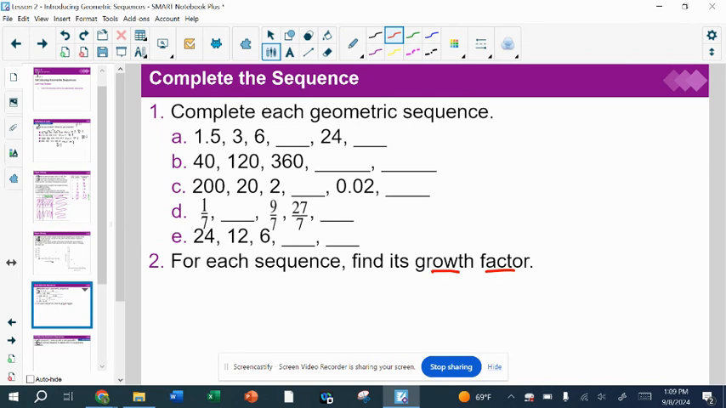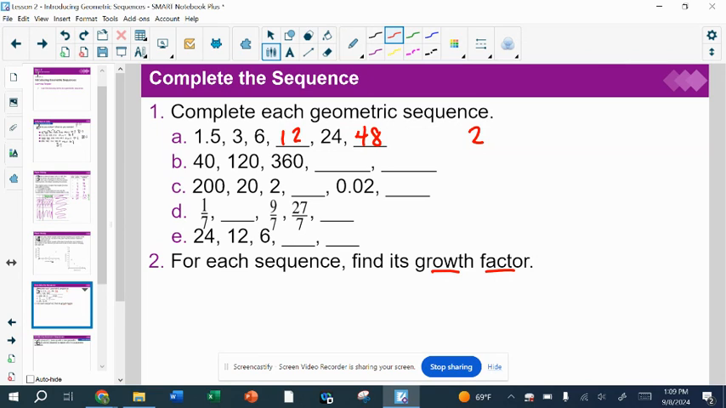So we're going to be looking for what that growth factor is in each sequence. So in letter A, to go from 1.5 to 3, and then 3 to 6, that's getting doubled every time. So the growth factor is actually going to be 2. I'm just going to write that over here. So 6, we would go to 12. When we double 12, we get 24. Double 24, we get 48.